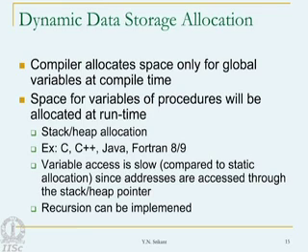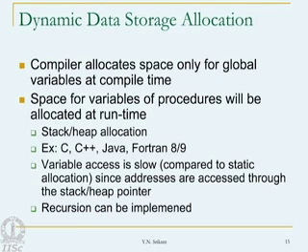So, what is dynamic storage allocation? Compiler allocates space only for global variables at compile time, these are in a static area, but space for variables of all procedures will be allocated at runtime. This is exactly what happens in C, C++, Java, Fortran 8 or Fortran 9. These are all languages where there is stack or heap allocation necessary for the variables.